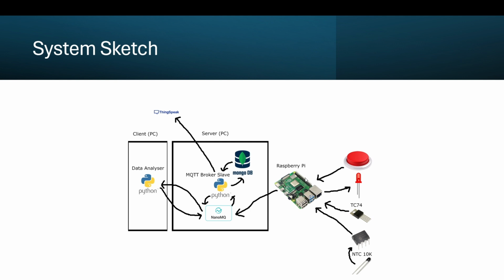The Raspberry Pi in itself only communicates with the MQTT broker, which has been chosen to be a NanoMQ broker, which is located on the server itself, not cloud driven. And it has some slave which communicates with a MongoDB database, and also with the data analyzer. And the slave also communicates with the cloud service, which has been chosen to be ThingSpeak.